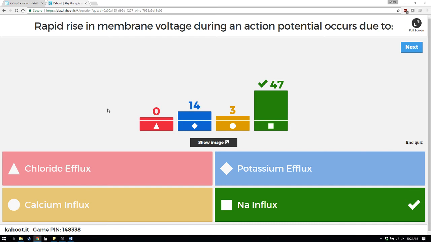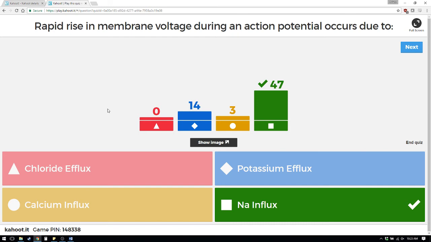How about calcium influx? That's actually going to be really important for especially cardiac cells, because that will help to lead to a kind of plateau effect, which we'll see. So that can help to keep the voltage high for a long period of time. But also calcium influx is really important for activating muscle contraction and different things like that. But calcium does not actually cause that rapid rise there.